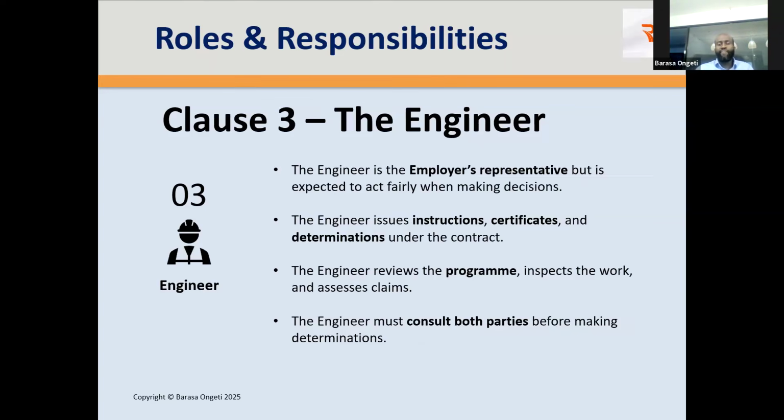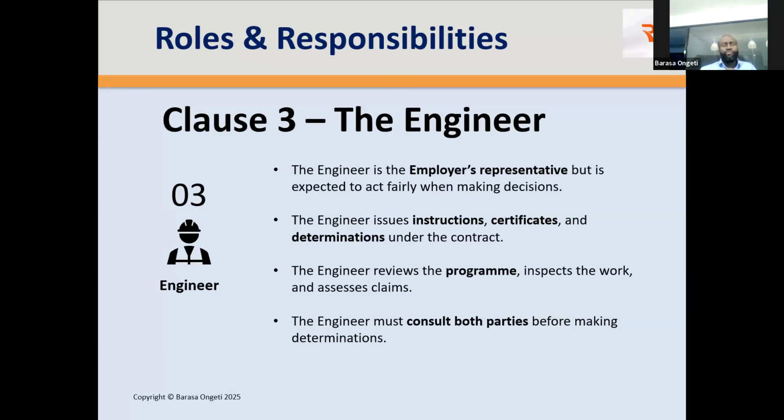Clause number 3 governs the roles of the engineer, and the engineer is defined as the employer's representative, but is expected to act fairly. So as the engineer, you're acting on behalf of the employer, but you have the obligation to act neutrally. The word is, I think, in clause 3.5, or fairly in 2017, but we're looking at 2019 today. So it says the engineer shall be expected to act fairly.